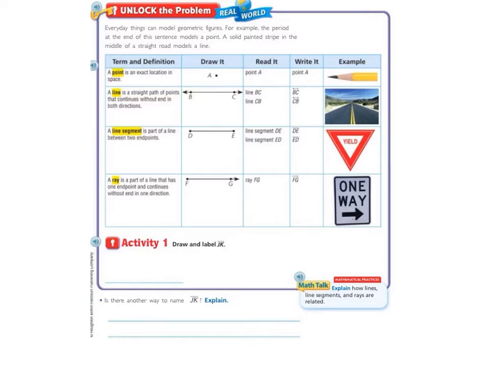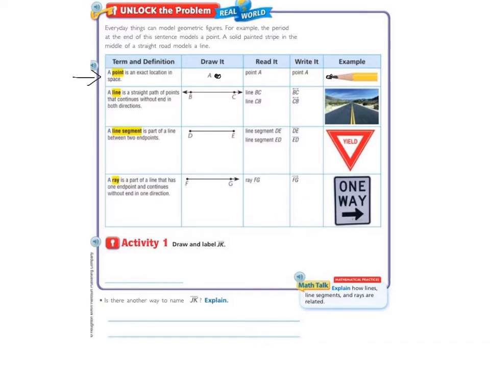So here's one vocabulary word that we have. It's called a point. A point tells us an exact location in space. We model it by drawing like a period, like a little dot. And we label it so that we know what it is called with a letter. This point is labeled A. We would read that as saying point A. We would also write it down as saying point A. An example of that in real life would be like the point of a pencil, the very tip.